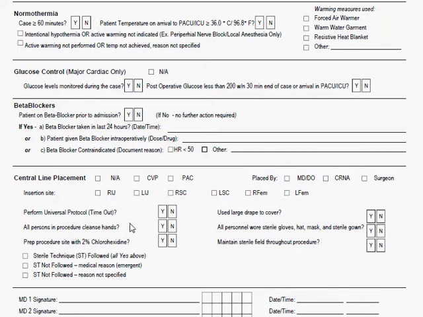So we performed the timeout, we washed our hands, we prepped with chlorhexidine, we used a large drape, everybody wore a glove, hat, mask, and gown, and we maintained a sterile field throughout. If you say yes to all 6 of those, congratulations, you get to check sterile technique was followed.